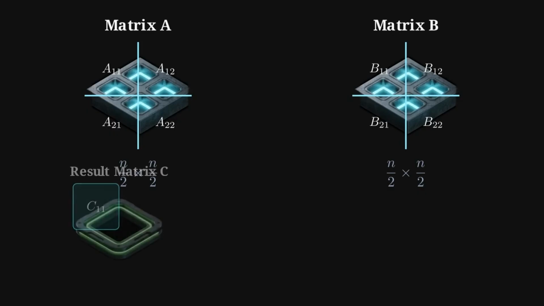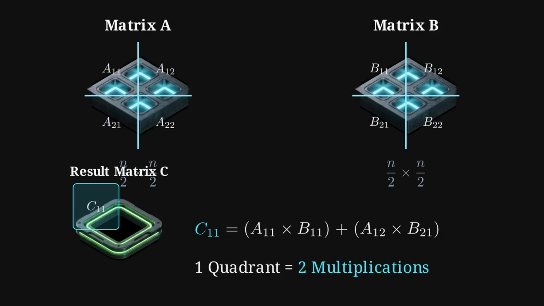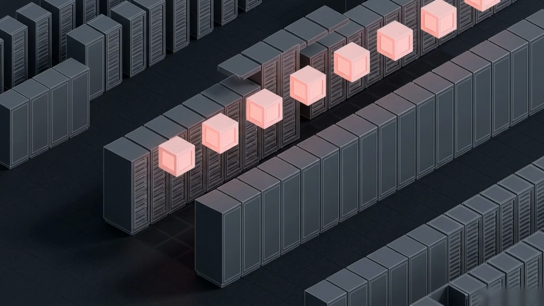In the classical method, calculating just the first quadrant of the result matrix, C11, requires multiplying A11 by B11, multiplying A12 by B21, and adding those two products together. Because finding C11 alone demands 2 distinct multiplication operations, scaling this process to find all 4 quadrants of matrix C inherently forces the computer to run 8 separate multiplications.